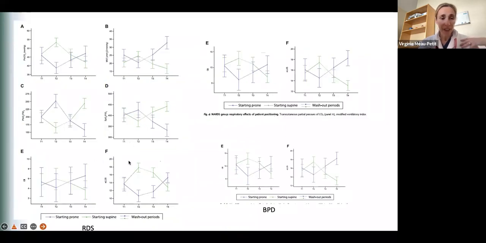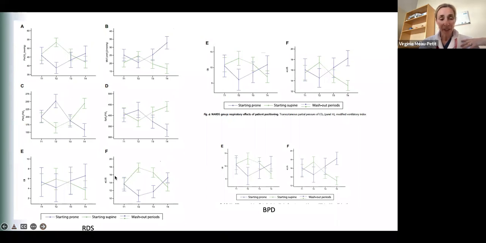So what they found is, sorry, because I really did that last minute, but for recovering RDS babies, if you look at the lung ultrasound score, where the baby started prone, you can see a decrease in the lung ultrasound score initially, where it was increasing when you started supine.